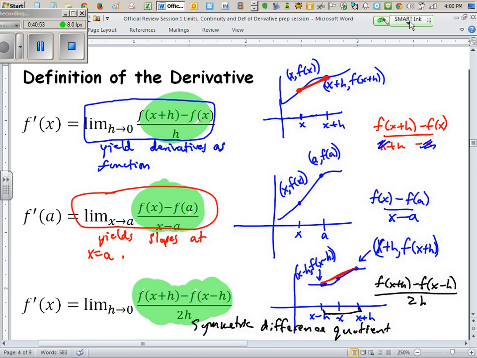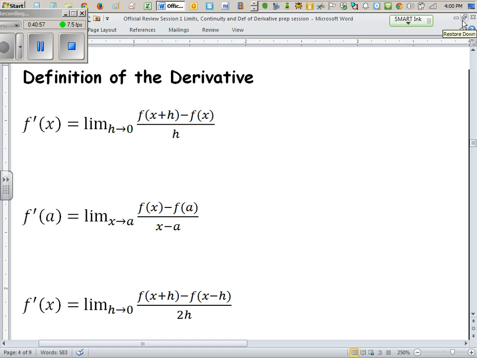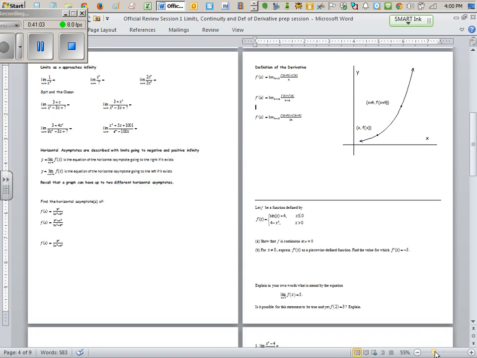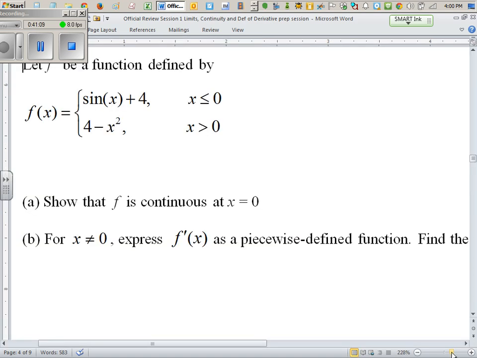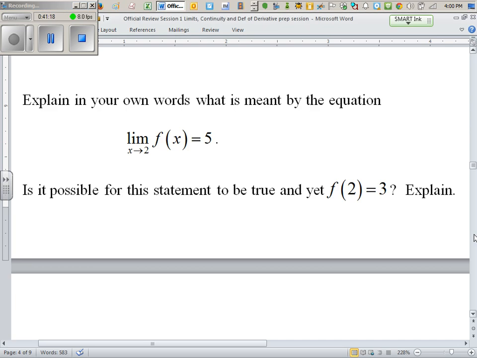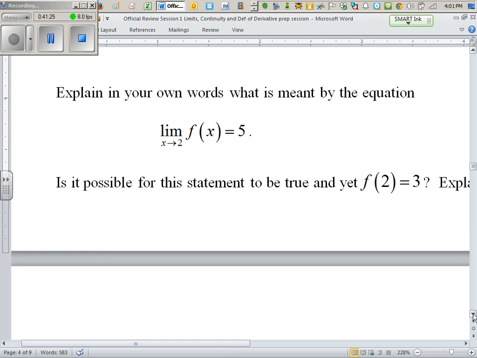All right, let's look now at how they test, or how they ask questions. So you can scroll down, or I'll scroll down. Let f be a function defined in this way. Oh, this is just a repeat of what we've already done. So let's skip over this page. Let's go down to here. Let's go to this part, guys.